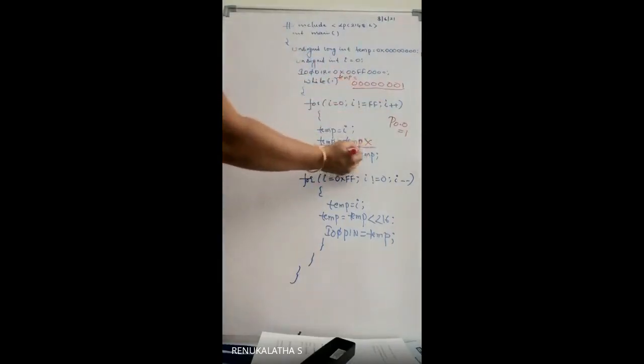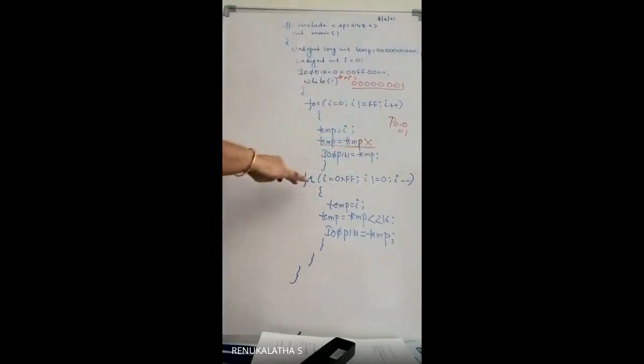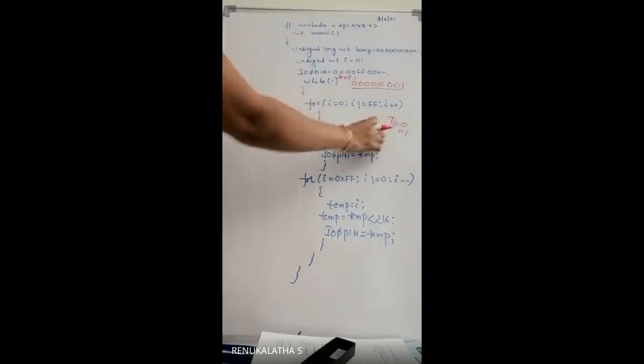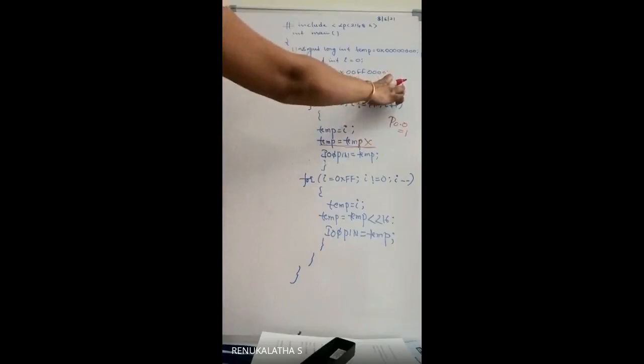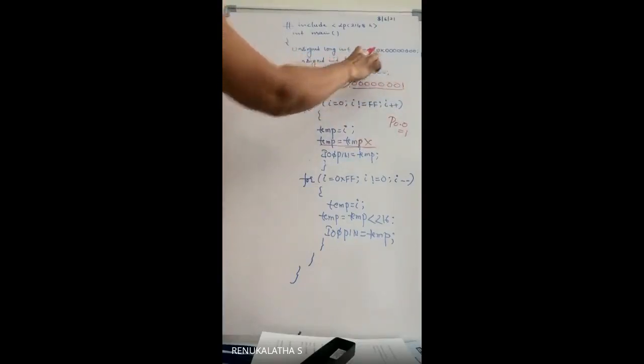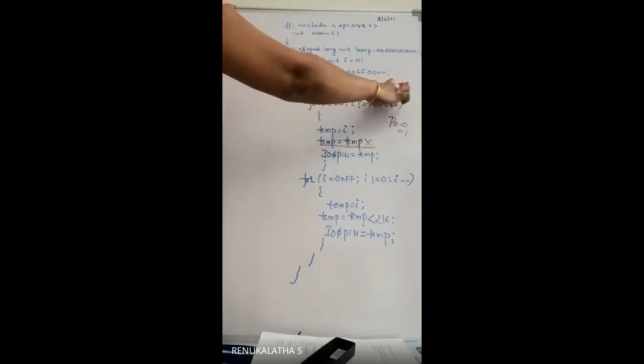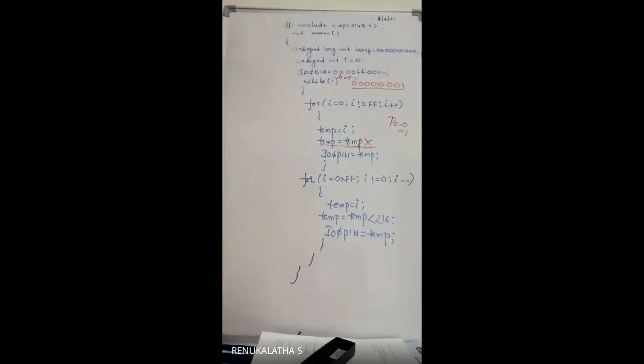But if you don't shift the data 16 times left, and simply assign the value to the IO0 PIN register, then instead of this one being placed at the 16th position, it will be placed at this point. The data will not reach the DAC at all. Understood?